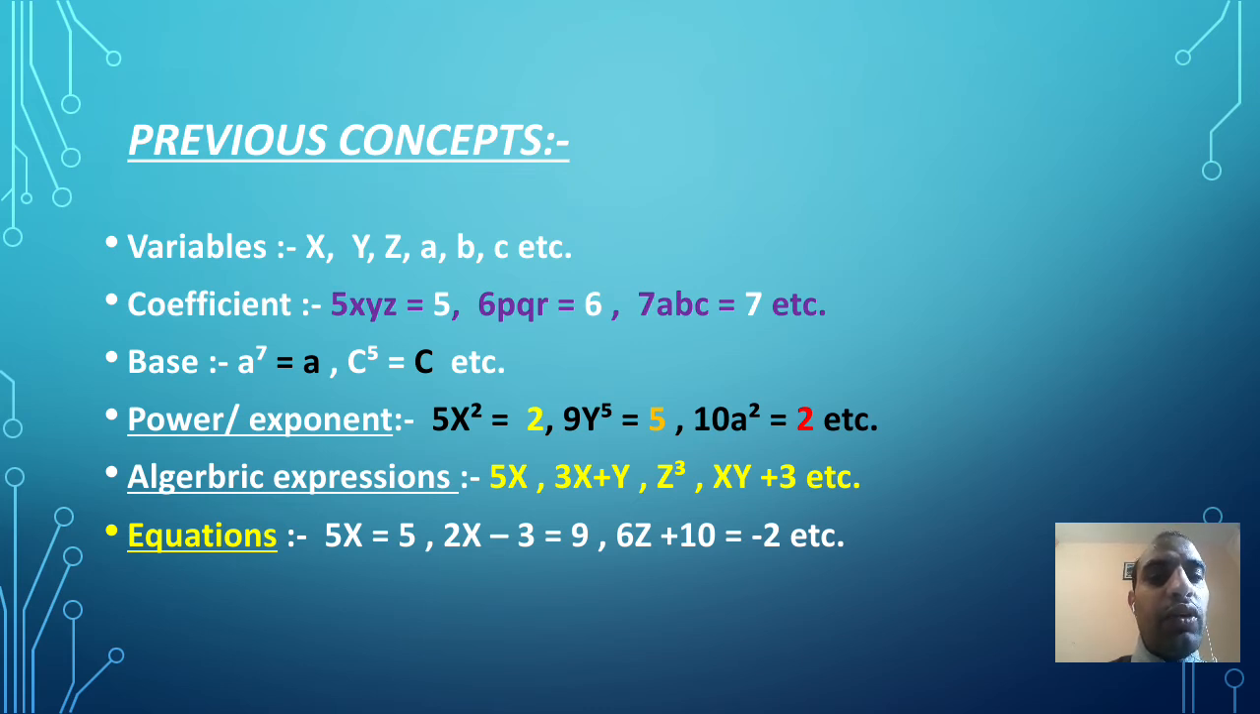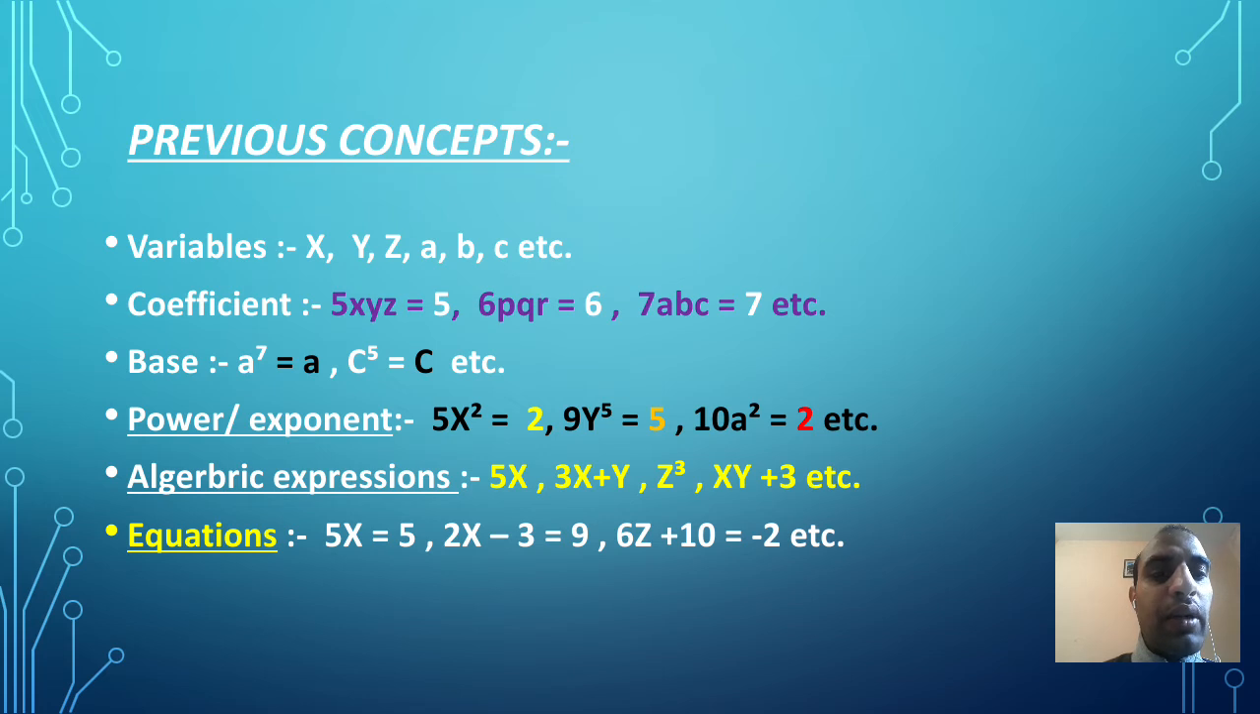Next is how to find out the base. Whenever we are writing any variable in the form of an exponent, the base is written down and the power is written up. So here a raised to power 7: a is the base, 7 is the power. You can see, what is the base? a. Second case, c raised to power 5, c is the base. Then you studied about power and exponent.